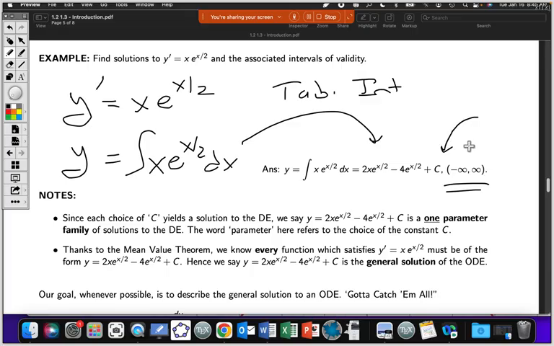As I mentioned a little bit ago, with this C here we have infinitely many solutions, but they're all off by a constant. This is called a one parameter family of solutions. The word parameter here refers to the choice of the constant C. You can pick C to be whatever you want, and that's going to give you a different solution. And thanks to the mean value theorem, we know that every solution to this problem on this interval is going to be off by a constant. That makes this what we call the general solution.